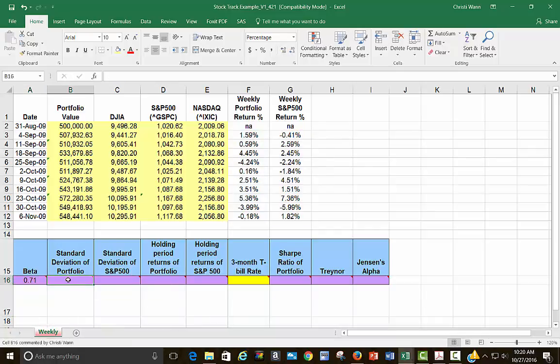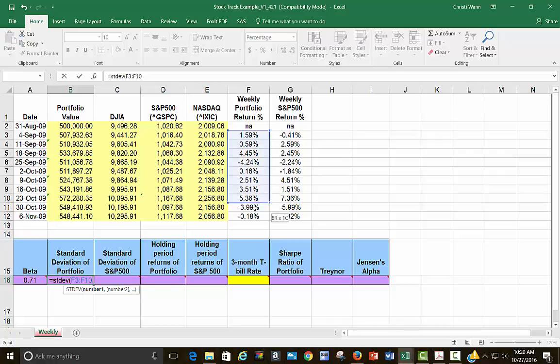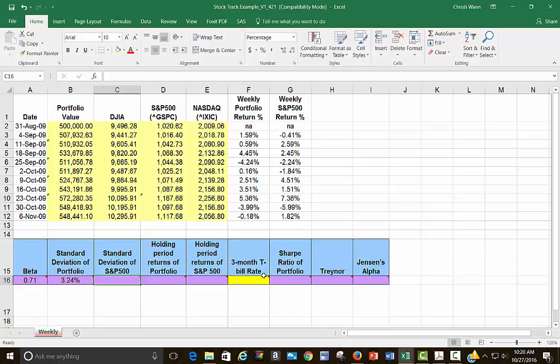For standard deviation, you see that I need to use the STDEV function. So STDEV, and I want the standard deviation of the portfolio, so I'm going to click on this one. Then I'll go to the standard deviation of the S&P 500, and so I'll do STDEV and get that. So you can see my standard deviation was slightly less than the S&P 500.